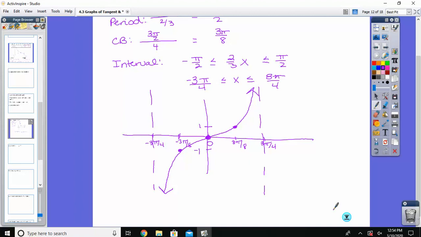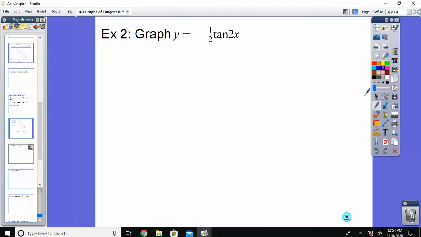Any questions on it? I'm just going to keep practicing. So I have negative 1/2 tangent 2x.